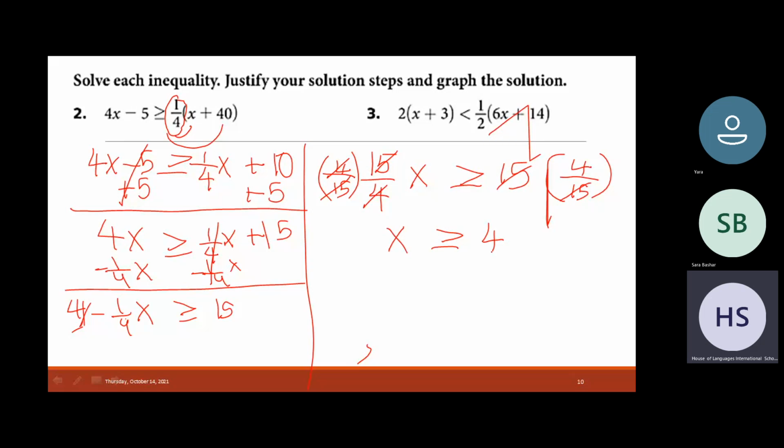Now I will draw the number line. 0, 1, 2, 3, 4, 5, 6, 7, and so on. Then I will draw 4. Now you have to ask two questions: shaded or open? Shaded, because we have an equal sign. x is greater than or equal to 4. So where am I? Am I at 5, 6, 7 or 3, 2, 1?